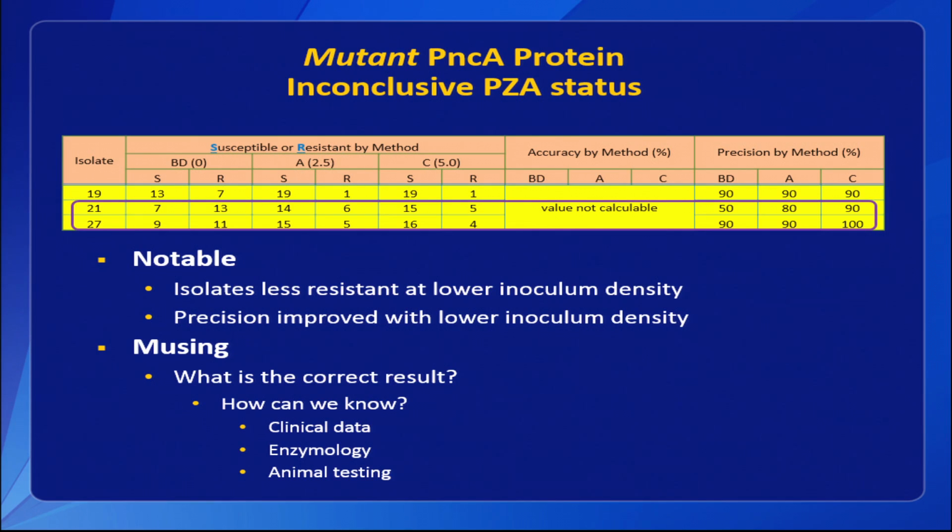We have enzymology data. We've done a lot of that. Do we need to do animal testing on some of these strains too? So there are still questions. Are we biased in what we're doing based on pre-expected results?